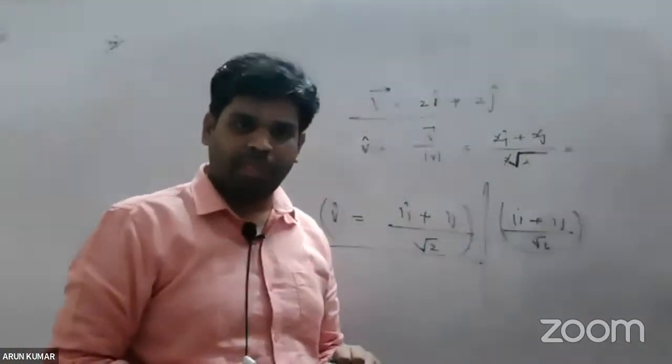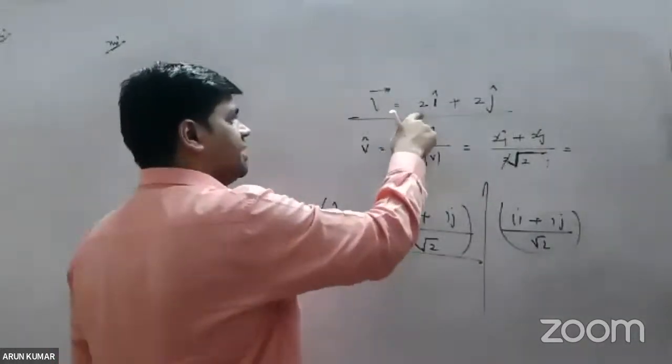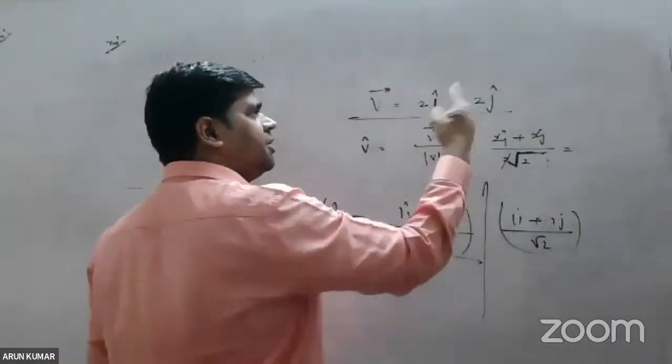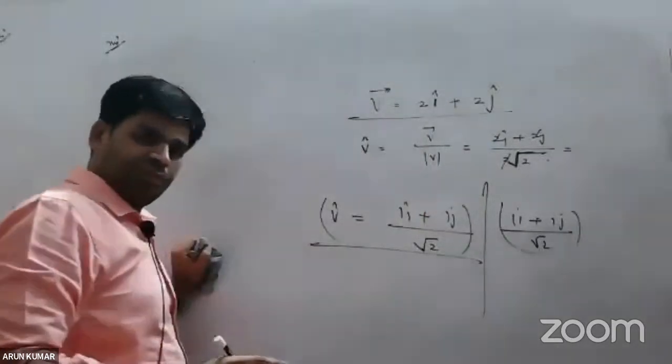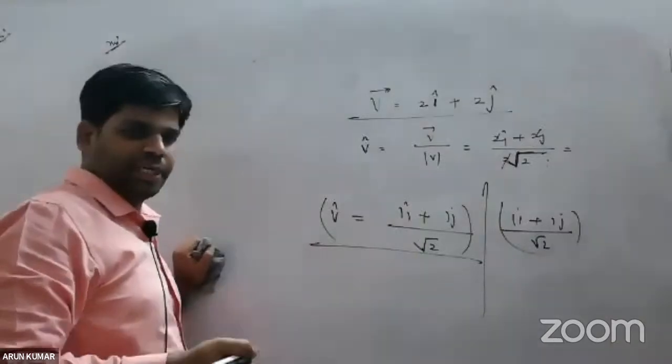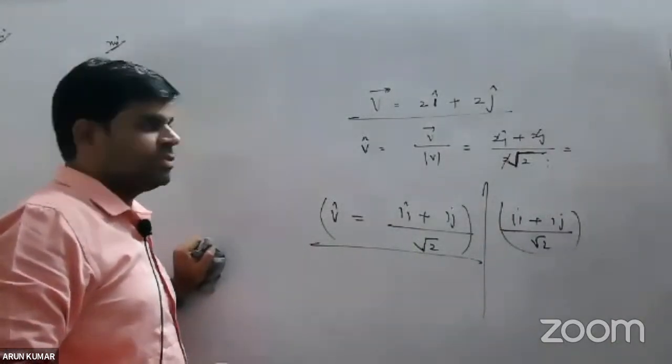So how did we get root 8? Vx square plus vy square under root. 2 square plus 2 square under root. 2 square is 4 plus 2 square is 4. 4 plus 4 is 8.